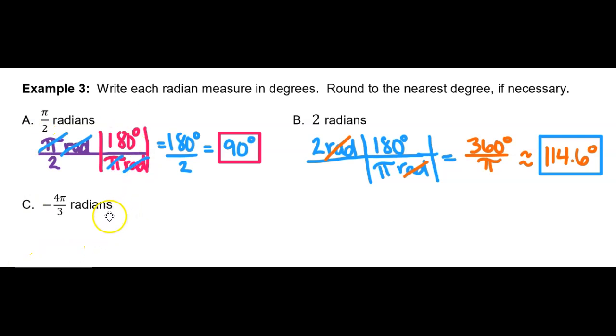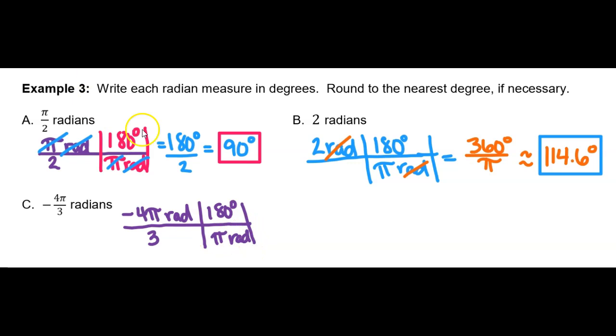In our last example, we have negative 4 pi over 3 radians. Let's set this up. So negative 4 pi over 3. These are radians. Think about what you're going to multiply by here. If we're going to degrees, we want to have 180 degrees in the numerator and pi radians in the denominator. So radians are going to cancel. Pi is going to cancel. We can do negative 4 times 180 and divide by 3.